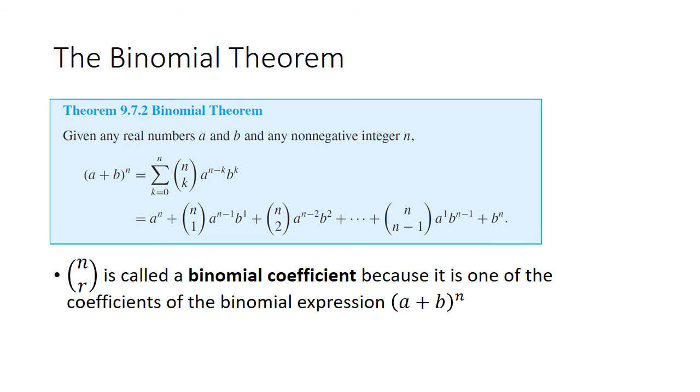And then I'll just note here a little vocabulary word: n choose r is actually called a binomial coefficient, because it is one of the coefficients of the binomial expression a plus b to the n. And what they mean by binomial is this part right here. A polynomial means a bunch of terms, poly meaning many, and nomial meaning terms. So this is binomial because it's two terms.